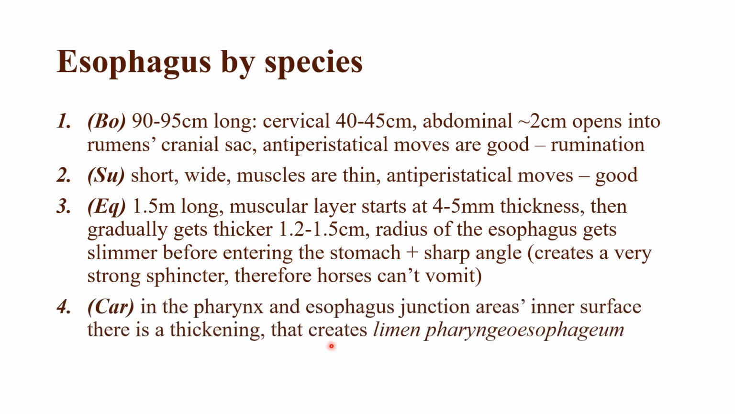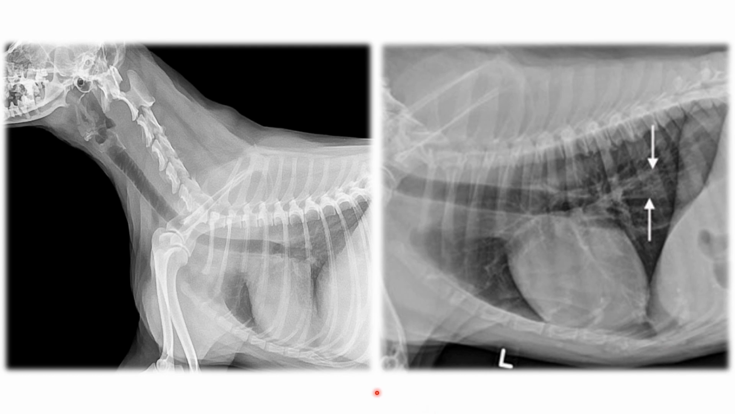And for carnivores, in the pharynx and the esophagus junction, there is a thickening that creates basically like a step, just the thickening, and this is the Latin term for it. And there are two radiographs here. I just wanted to show you them as well for extra credit or whatever.